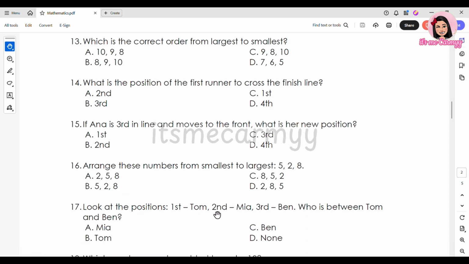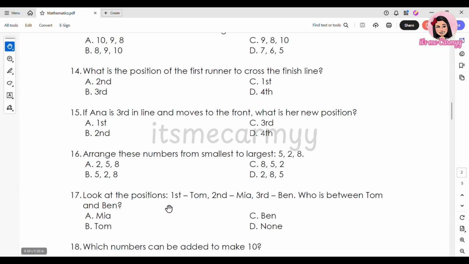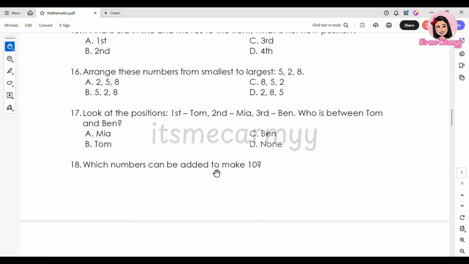17. Look at the positions. First, Tom. Second, Mia. Third, Ben. Who is between Tom and Ben? A. Mia. B. Tom. C. Ben. D. None. 5, 4, 3, 2, 1. The correct answer is letter A. Mia.